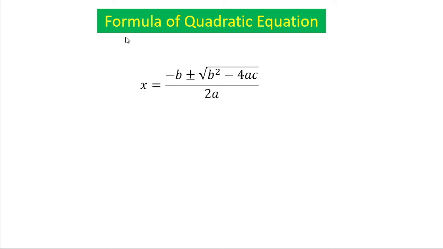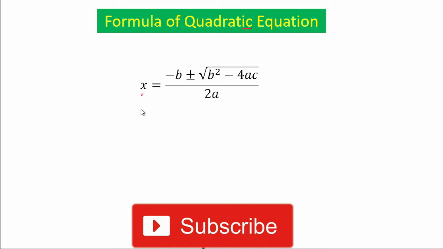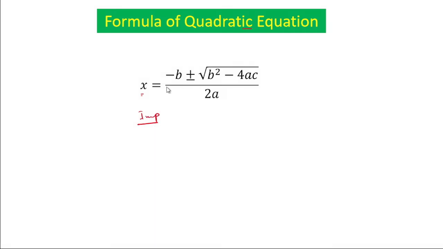So friends, in the first part, the formula of quadratic equations. This is a very important formula. Sometimes it is x and in some cases it may be y or z or anything. So friends, the formula of the quadratic equation is x equals minus b plus or minus under root b square minus 4ac, whole divided by 2a. This is a very important formula. You should always remember this formula to take out the value of quadratic equations.